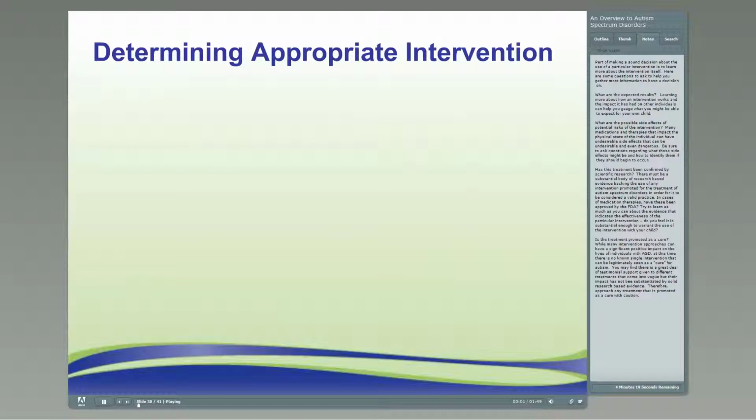Part of making a sound decision about the use of a particular intervention is to learn more about the intervention itself. Here are some questions to ask to help you gather more information to base a decision on. What are the expected results? Learning more about how an intervention works and the impact it has had on other individuals can help you gauge what you might be able to expect for your own child.